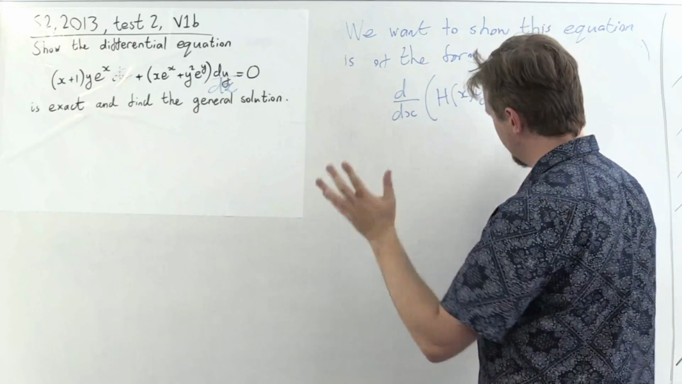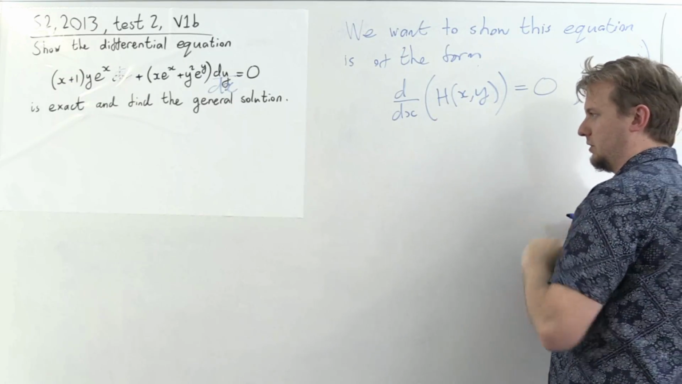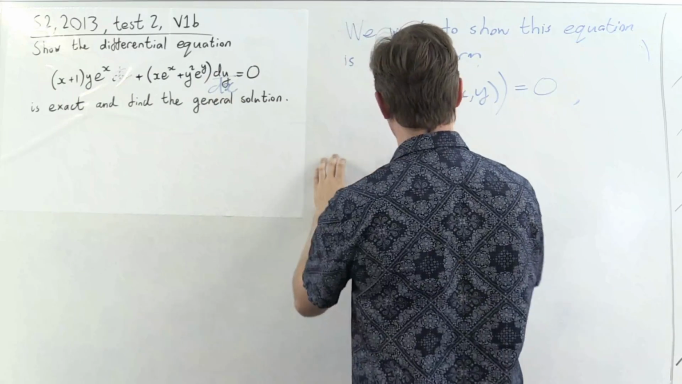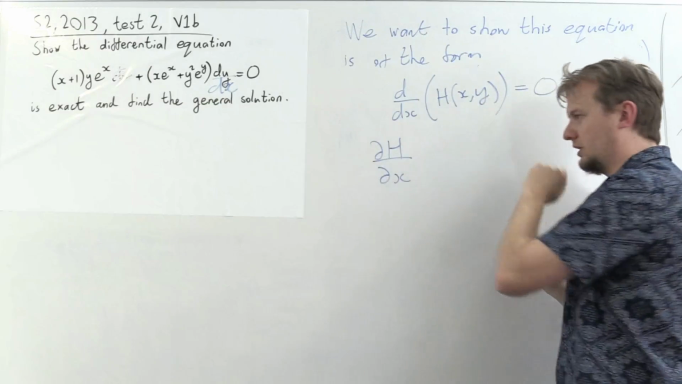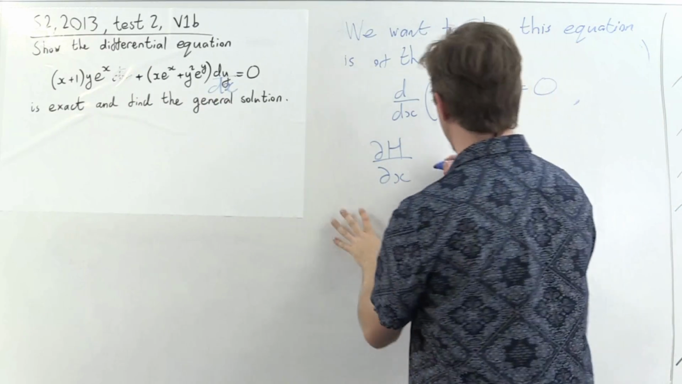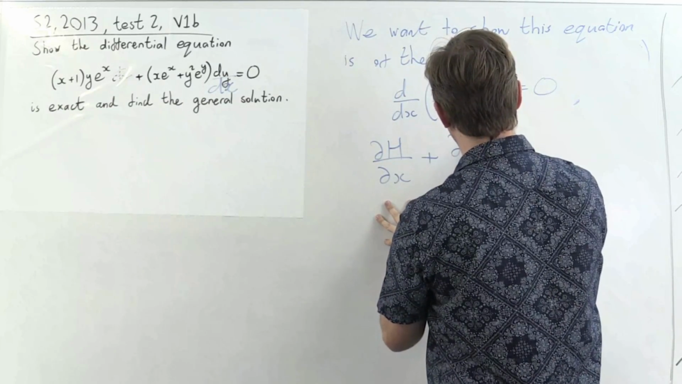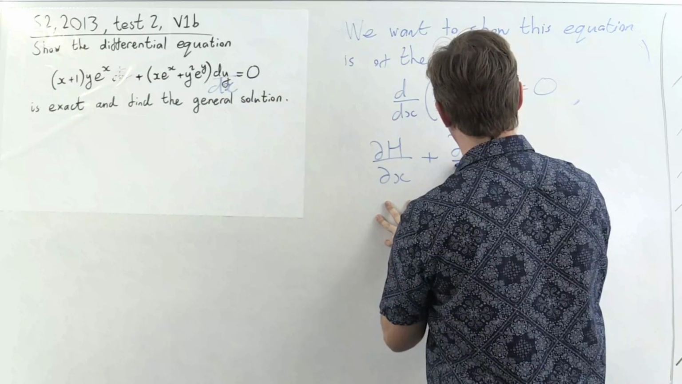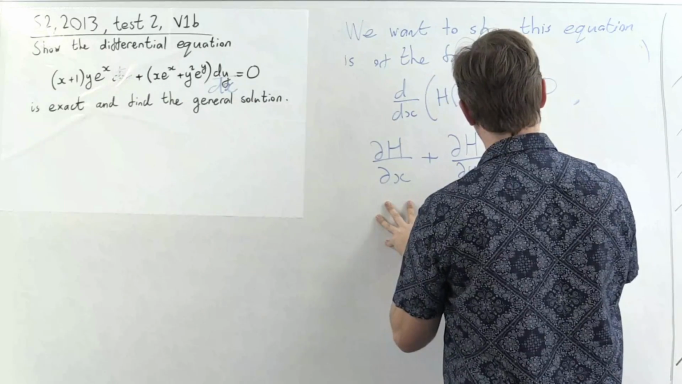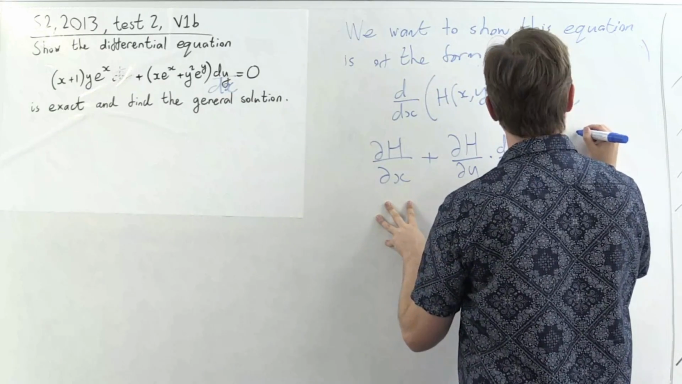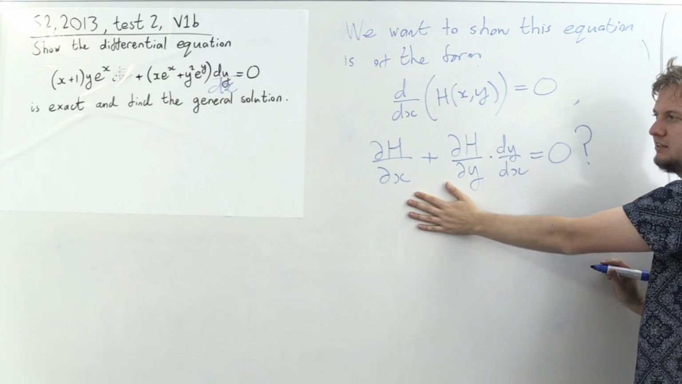So what we're trying to show, if I expand this, we will need to use the chain rule and partial derivatives. The chain rule says that this is really the partial derivative of h with respect to x, ignoring the y, plus the partial derivative of h with respect to y times the full derivative dy/dx. And that's the question: is this equation really of this form? It says it is, but we need to show that.